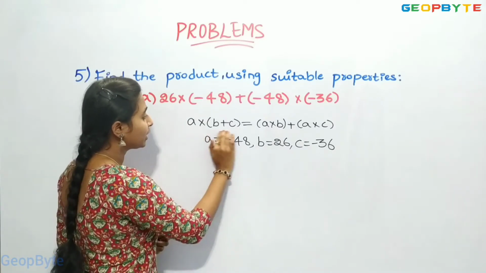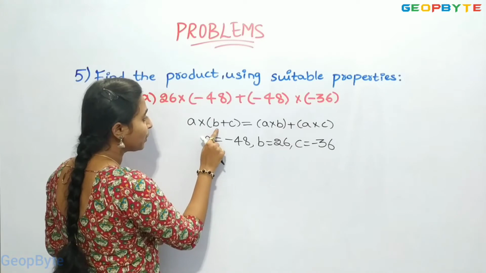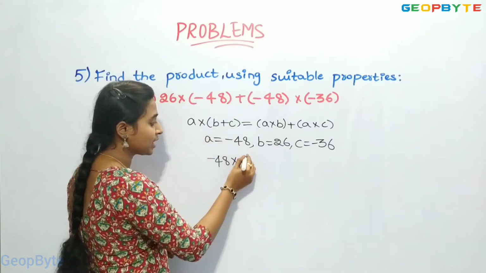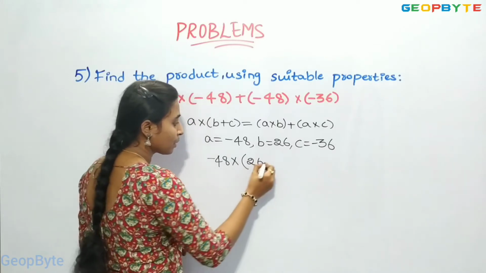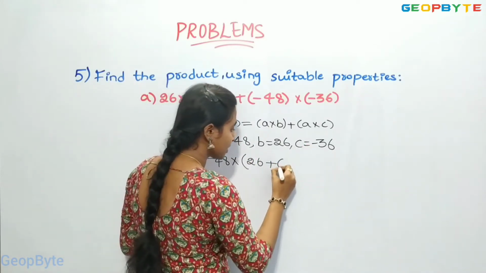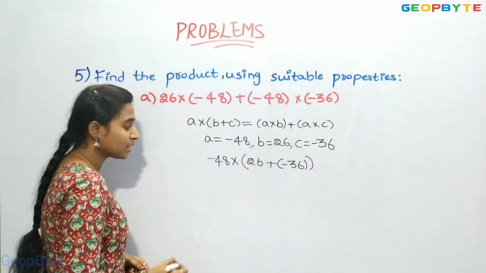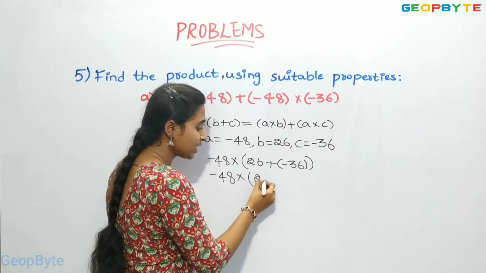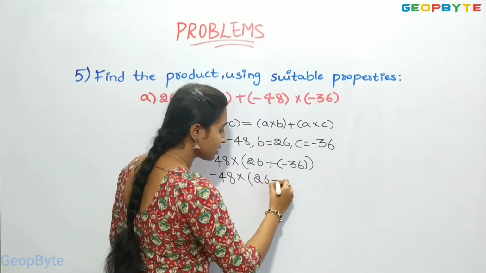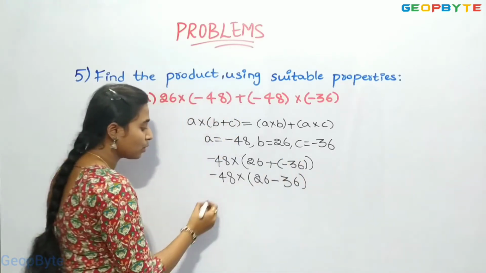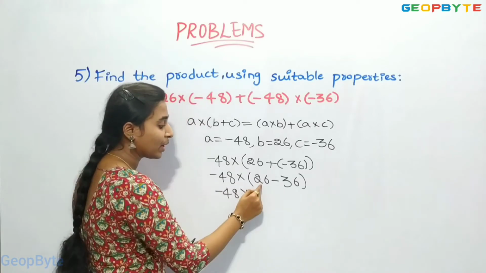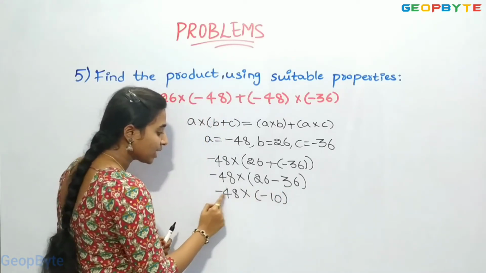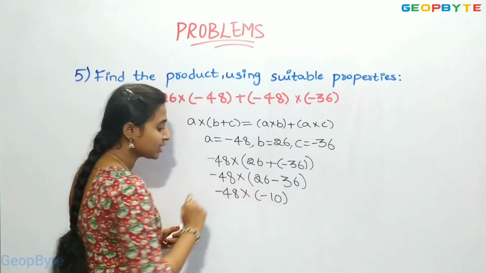Now let us prove it by doing the left hand side, that is A into B plus C. A is minus 48 into B plus C. B is 26 plus C we have minus 36. Right? Now write 48 as it is into 26 plus into minus 36, write as it is. Now for minus 48 into 26 minus 36 is minus 10. Minus into minus plus. 48 tens are 480.